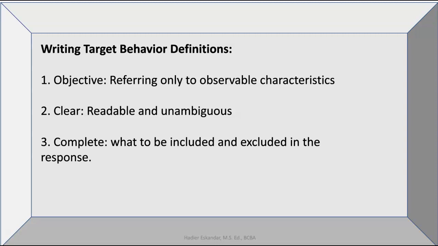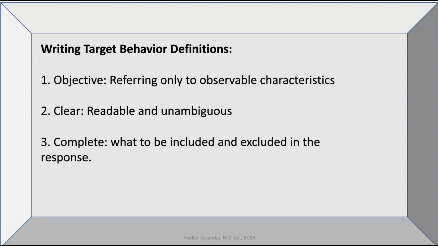You cannot really use a word like aggression. The person won't be able to go into the environment and collect data on a specific behavior, because aggression can include so many behaviors. Now you don't have a definition of the behavior you're targeting. So you have to be clear and unambiguous. Basically, if somebody reads it, they shouldn't have questions about it.